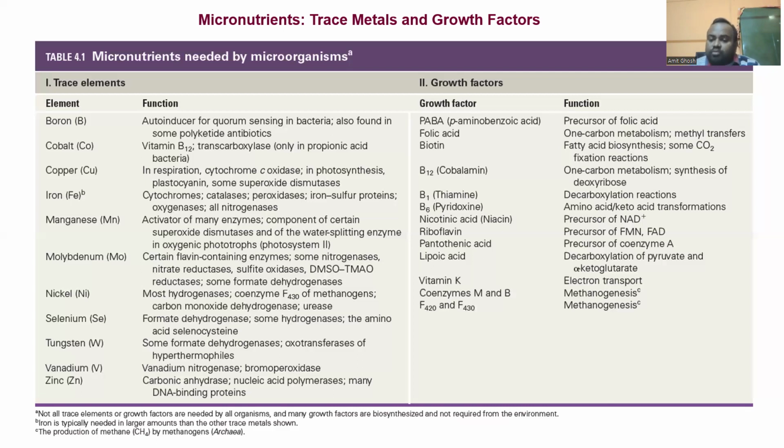Vitamin K has its role in electron transport. We know electron transport is very important for energy generation, like ATP generation. And then coenzymes M and B have a role in methanogenesis. F420 and F430 are also growth factors, and they also have a role in methanogenesis. So this is the overall scenario of different elements and different growth factors and their roles in microorganisms.